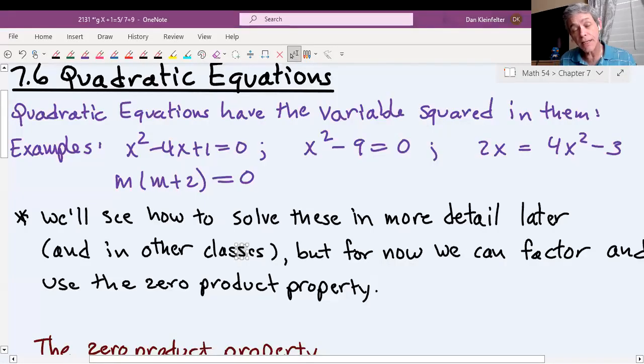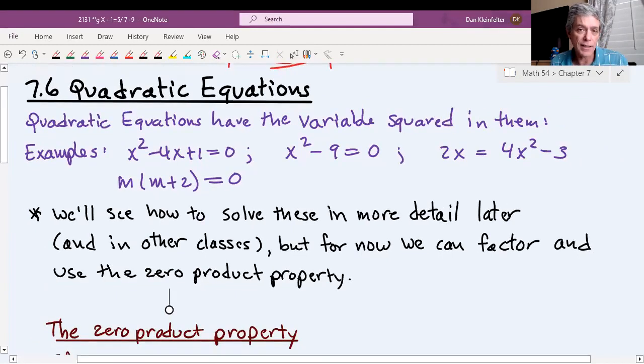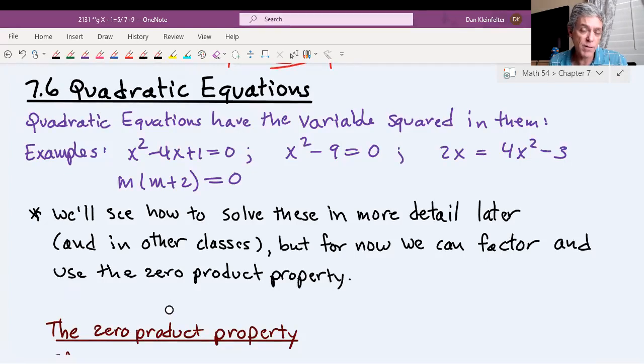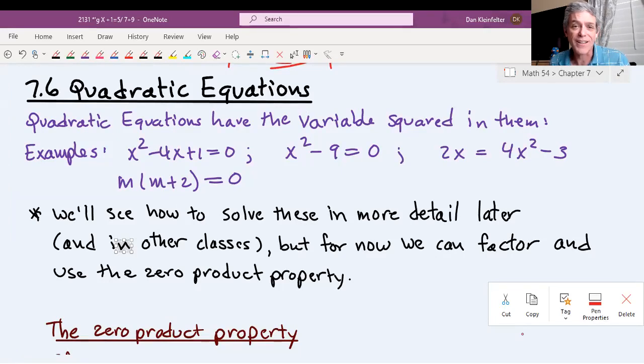So anyways, quadratic equations have the variable squared in them. We're going to see how to solve these in a lot of detail later in this course and also in more detail in other courses. But for now, there are certain equations that we can solve by factoring and using the zero product property. The fact that we're going to factor is why this is in this chapter.